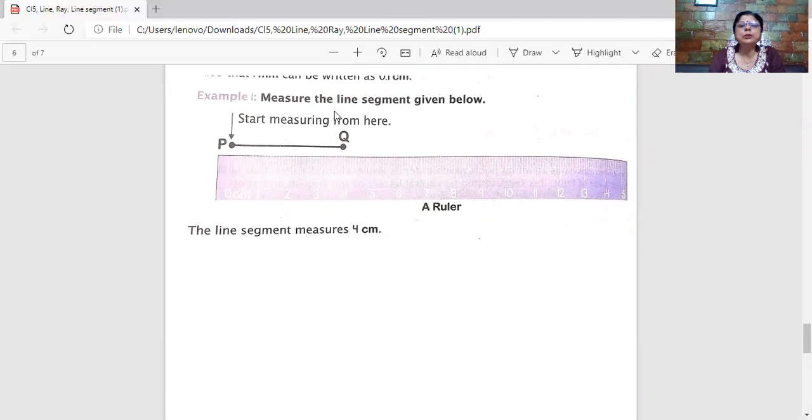Now suppose you have to measure the line segment. A line is given. The ruler is not very clear here, but since you have already seen a ruler, now a line is drawn, PQ is your line, and you have to measure this. So what will you do? You put the zero of the ruler against P. And then you will count. And when you count, you'll find this is 4 centimeter. The 4 centimeter coincides with the point Q. So PQ is equal to 4 centimeter.